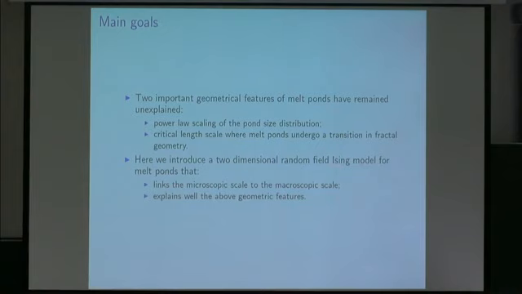So here we will introduce a more physical model, which is known as the two-dimensional random field Ising model for melt-ponds. So actually the main aim fits into the scheme that Ken talked about on Monday, which is to link the scales. We want to link the microscopic scale to the macroscopic scale. And in doing so, we'll have found a way to explain these geometric features.